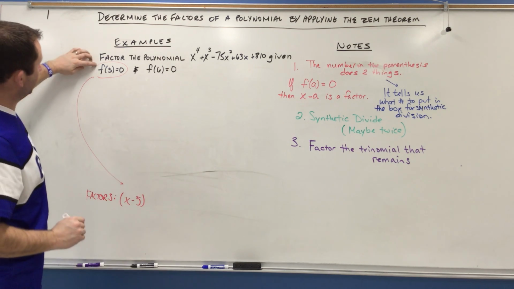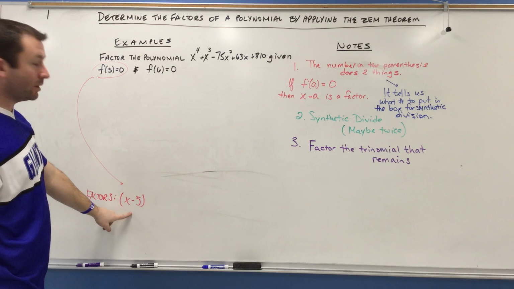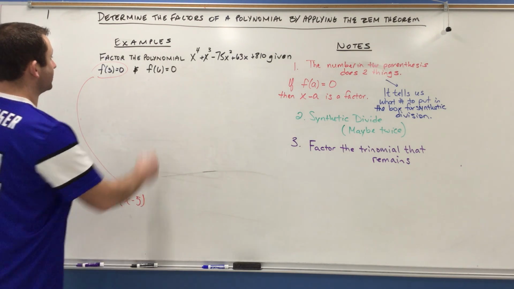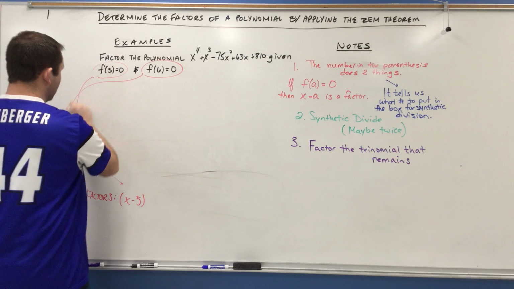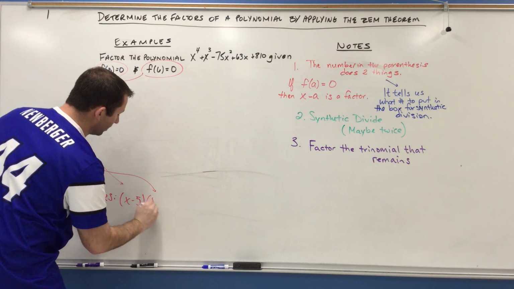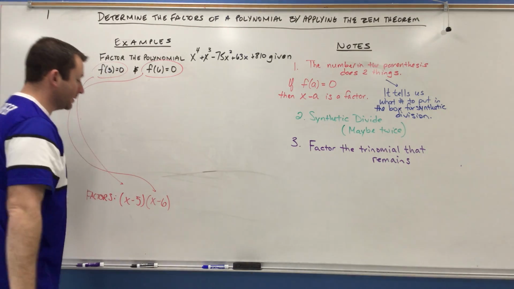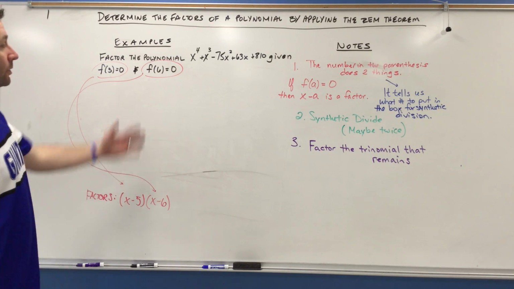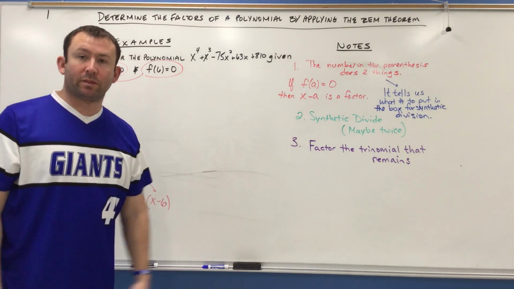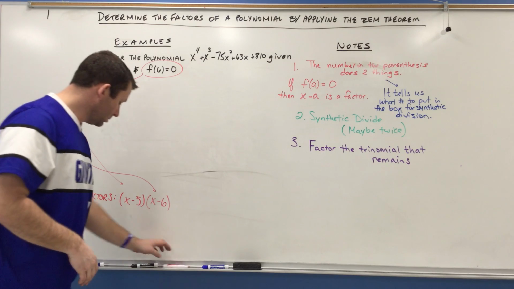That first one, the f of 5 equals 0, tells me that one of my factors is going to be x minus 5. And the second one tells me that one of my factors is going to be x minus 6. And then we'll do our synthetic division and figure out what the remaining two factors are.